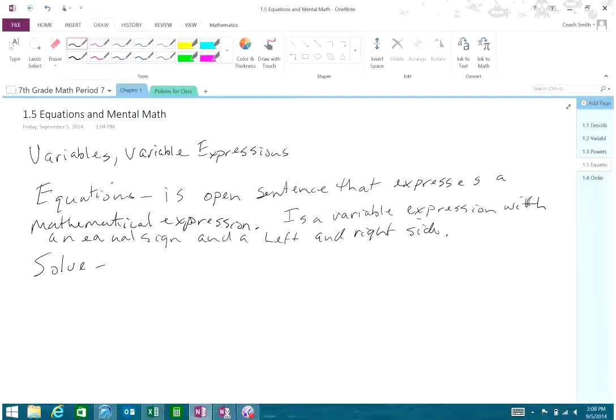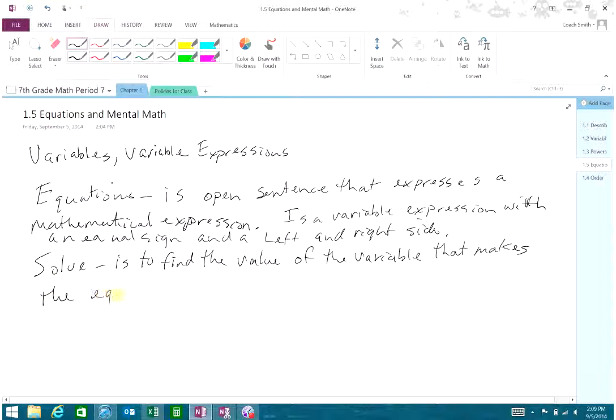To solve an equation is to find the value of the variable that makes the equation true.